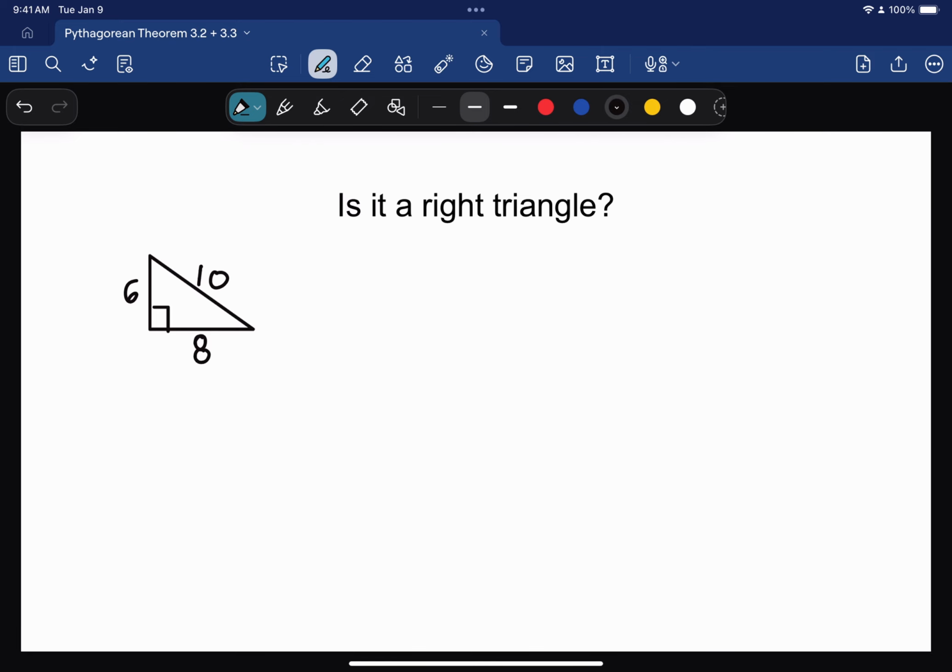Is this a right triangle? How would we know? So we actually don't know in this case if it is a right triangle. So let me just erase this little thing. We are wondering, is this a right triangle? So we know that for right triangles, the Pythagorean theorem is true: a squared plus b squared equals c squared. So let's figure out if this is a right triangle.